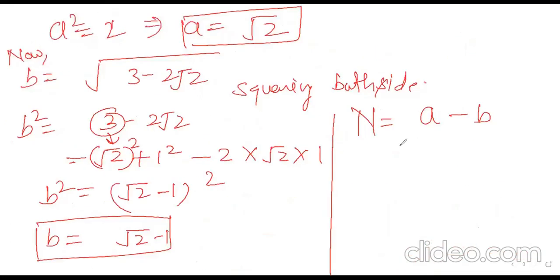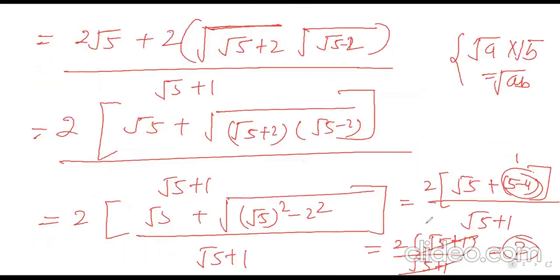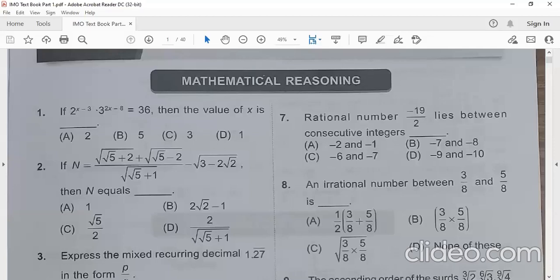This is actually a minus b. Now putting the values of a and b, that is root 2 minus root 2 plus 1. This gets cancelled out, so n is equal to 1. That means now look at the question, which one is the correct option. That means first option is correct. n is equal to 1. It's B. I hope question number 2 is clear.